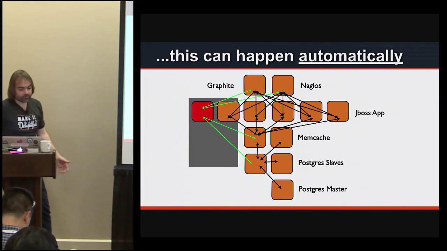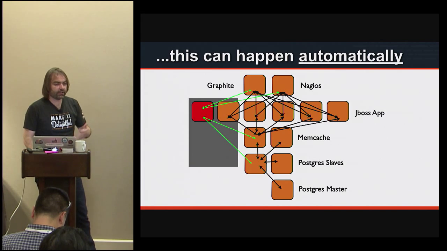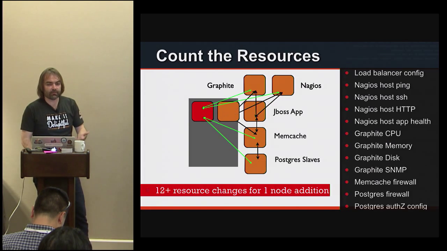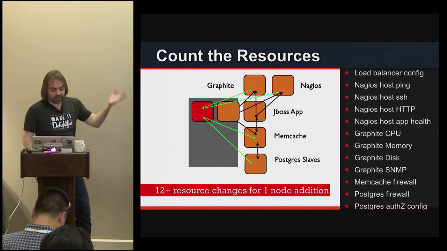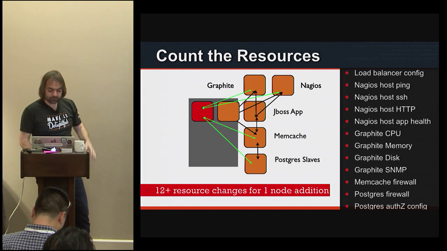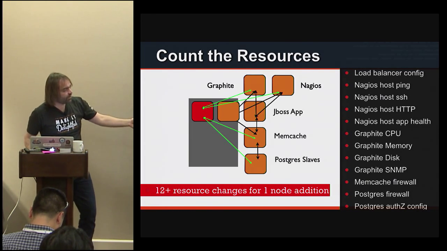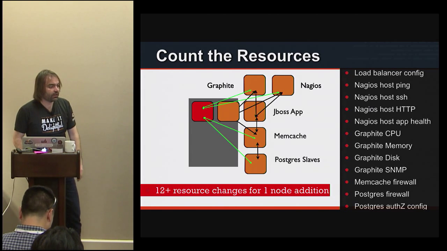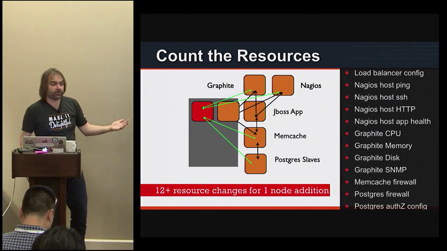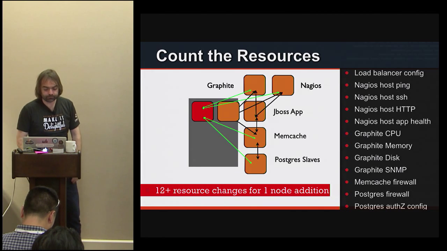And that's really what you want in a large scale, web scale environment, being able to dynamically scale up and add those components. So here's all the possible changes that you might have in this scenario. 12 resource changes for one node addition. And doing all that by hand could be very time consuming and difficult.